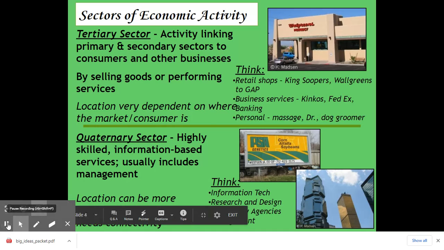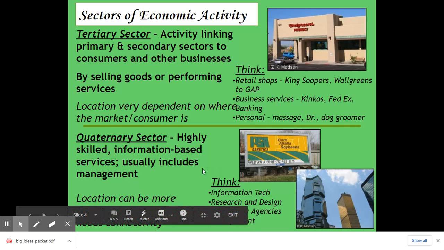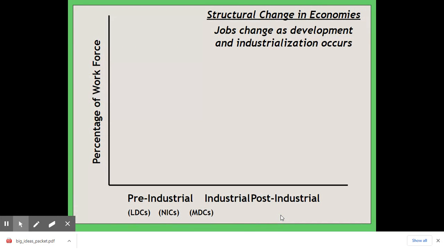So examples of tertiary jobs, any like King Soopers, Walgreens, anybody who provides services, even doctors provide a service because you are sick and then they're trying to fix you. But then high tech, like, I guess doctors that would be at like the Mayo Clinic trying to analyze your cancer data, that's going to be research based.